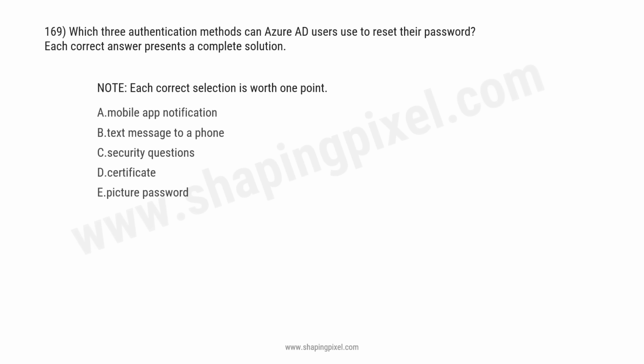Which three authentication methods can Azure AD users use to reset their passwords? The options are mobile app notification, text message to a phone, security questions, certificate, picture password. So the right answer here is option A, option B, and option C.